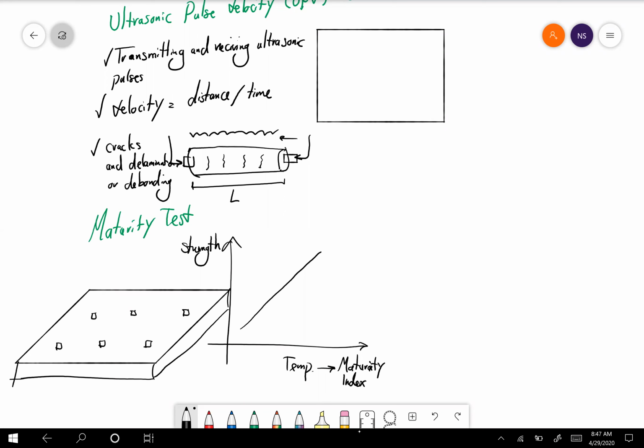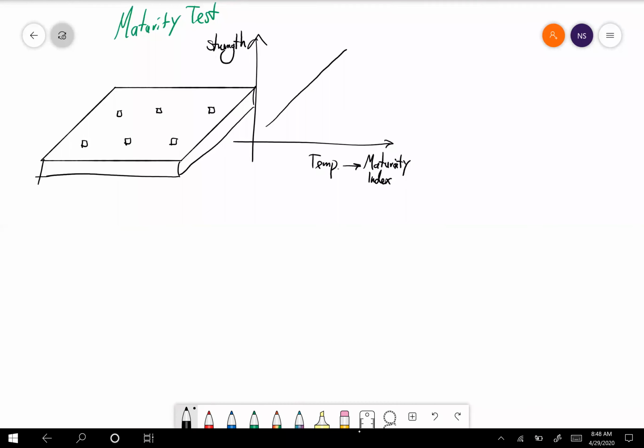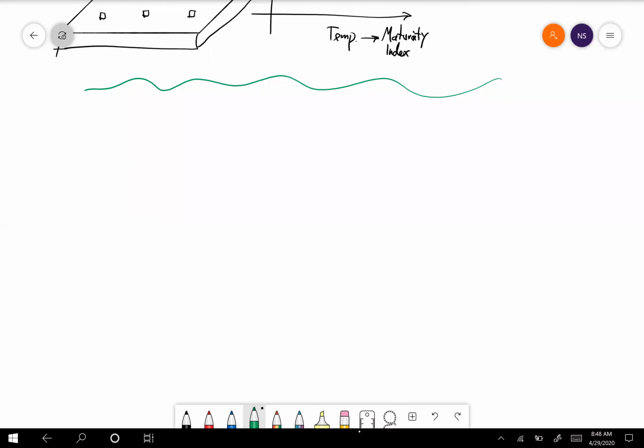And then there are some other, more advanced types of non-destructive testing that we don't need to discuss in this course. Okay, so that's pretty much the types of testing. And there are some other special types of concrete or alternative concretes. So let's talk about these a little bit, and then we can finally move on to the concrete mix design process.